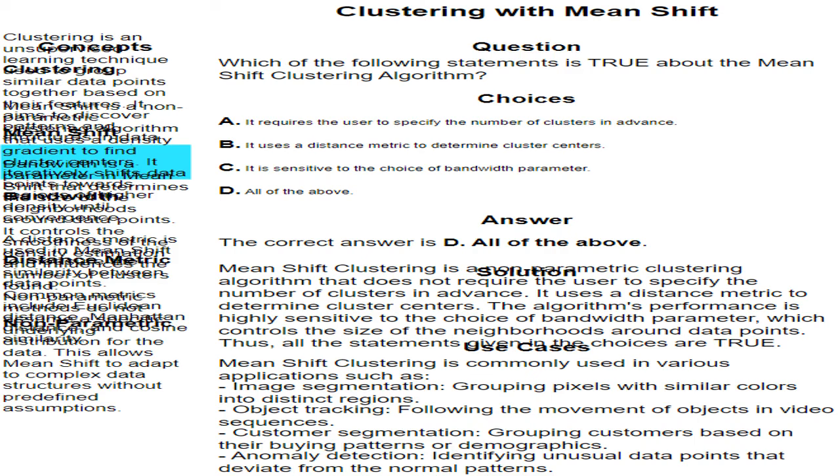In image segmentation, mean shift can be used to group pixels with similar colors into distinct regions, making it useful for tasks like object detection and scene understanding. Bandwidth. Bandwidth is a parameter in mean shift that determines the size of the neighborhoods around data points. It controls the smoothness of the density estimation and influences the number of clusters found.